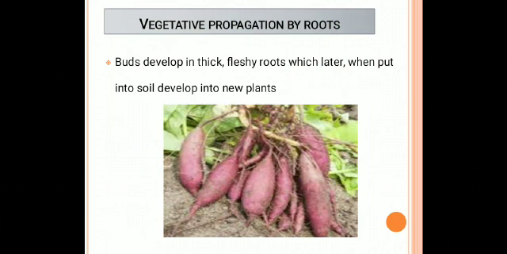We can see this in the roots of carrot, turnip, and radish. These bear buds at the base of the old stem, which serve as the organ of vegetative reproduction.